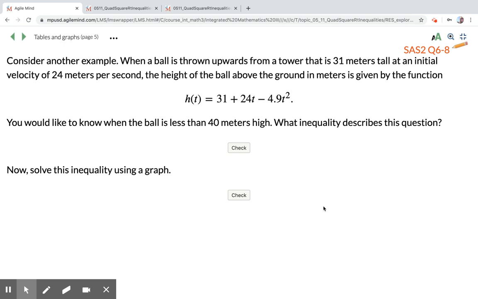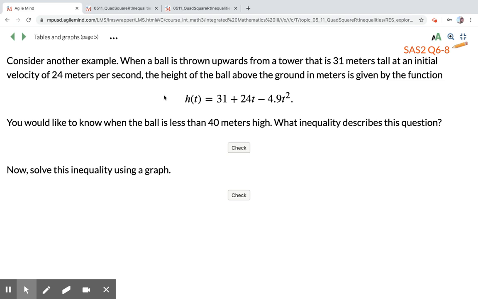11-2. Now, we've been playing around a little bit with quadratic inequalities, with some graphs and some tables, and we realized that the graph was a little more handy than the table. The table was fine, but the graph was better. We're going to look at a slightly different situation here. We're going to start off with question 6, and work our way through questions 6, 7, and 8.